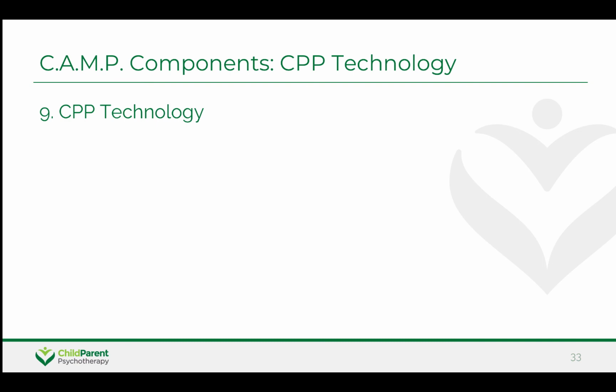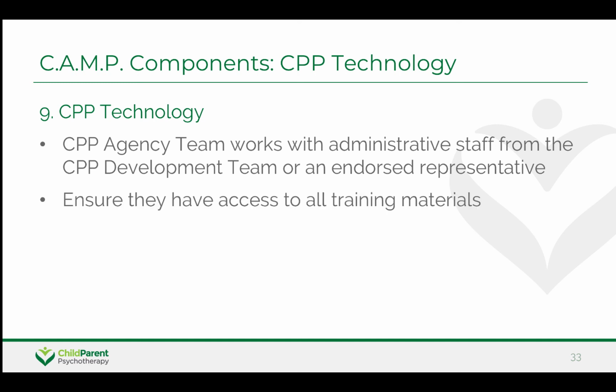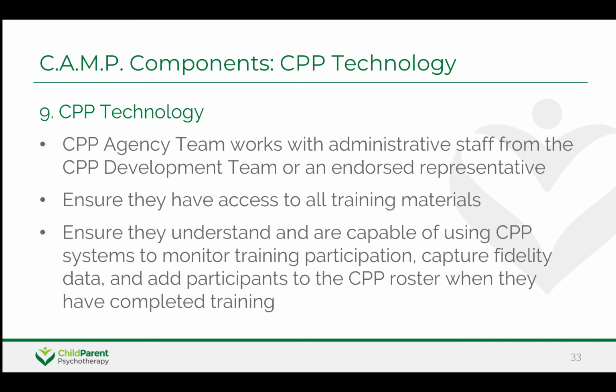Component 9. The 9th and final component is CPP technology. The CPP agency team works with administrative staff from the CPP development team or an endorsed representative to ensure that they can access all training materials, and to ensure that they are capable of using CPP systems to monitor training participation, to capture fidelity data, and to add participants to the CPP roster when they've completed training.